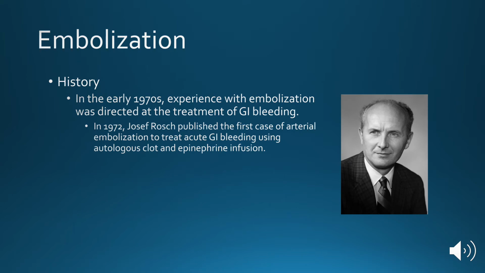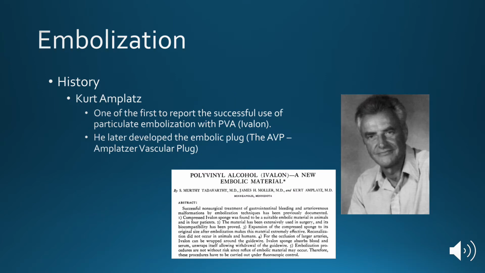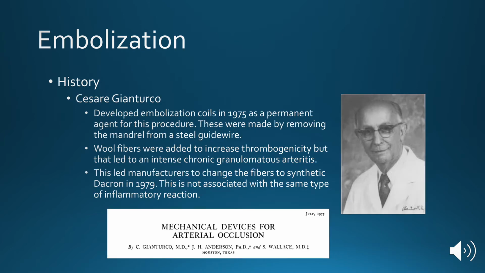It wasn't until 1972 when Joseph Rosch published the first case of arterial embolization to treat acute GI bleeding using autologous clot and an epinephrine infusion. At this point in the 1970s, it was really the work of 3 pioneers which helped move embolization forward towards what it is today. The first person was Kurt Amplatz, and he was one of the first to report the successful use of particulate embolization with PVA, otherwise known as Ivalon. And later, Dr. Amplatz developed the embolic plug, known today as the Amplatzer vascular plug.